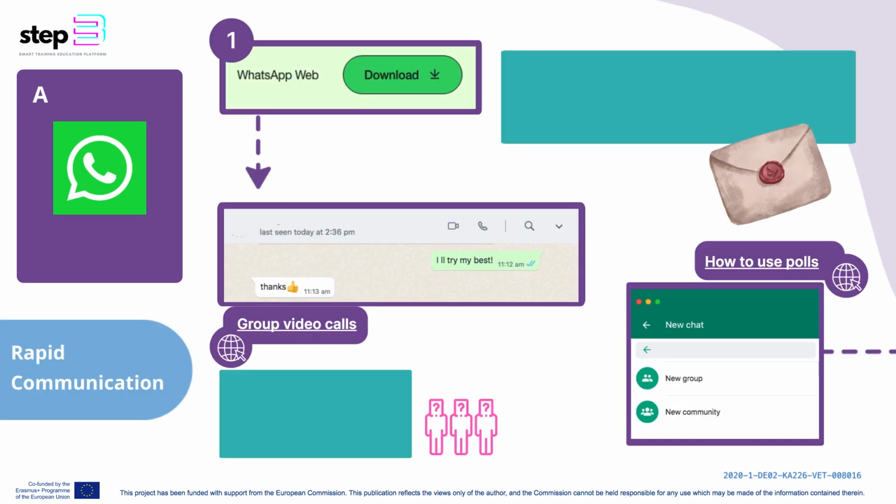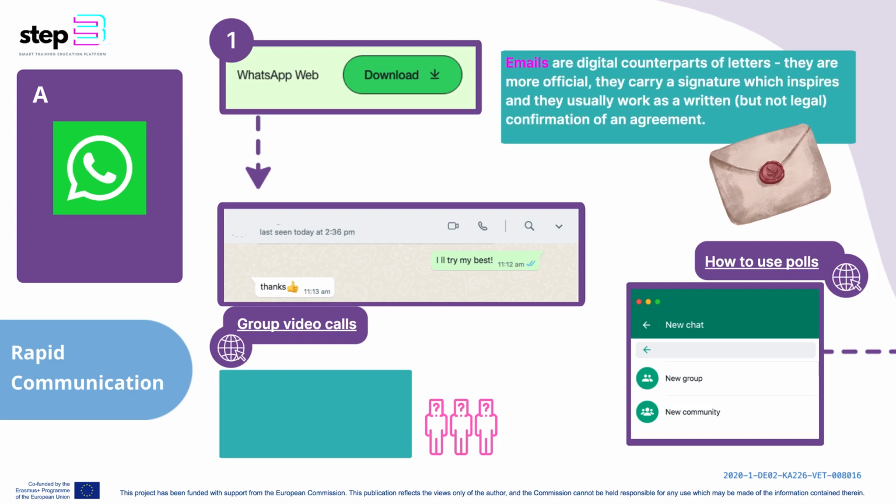You will first have to download WhatsApp and get started with it by inputting your phone number and confirming that you are the user of that number. WhatsApp's primary function is the chat, as opposed to the email, which can be regarded as a counterpart of letters.